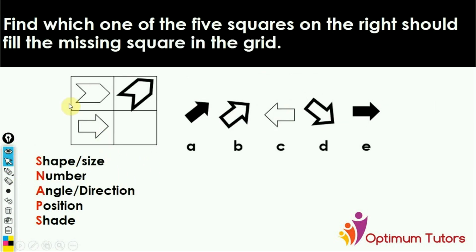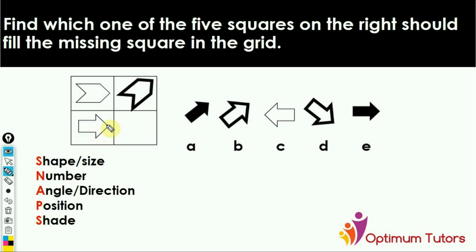Okay, let's look at the next question. Find which one of the 5 squares on the right should fill the missing square in the grid. So let's have a look, because the shape is being transformed in 2 different ways here. We have this shape here, and in the next section we can see that it has changed direction, but not only that, the border has become thicker than the previous shape. So there's 2 changes, direction and the border. So I would expect my next shape to do the same thing if it was to follow the same pattern.